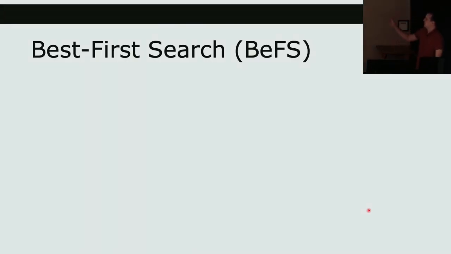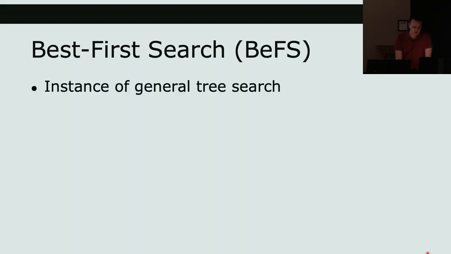So the first class of search algorithms that we're going to look at in heuristic search is called best first search. And unfortunately, a lot of these acronyms kind of sound and look the same. So for example, BeFS, breadth first search, that is not best first search, okay? So BeFS, that's my little acronym for best first search. And it's an instance of general tree search.